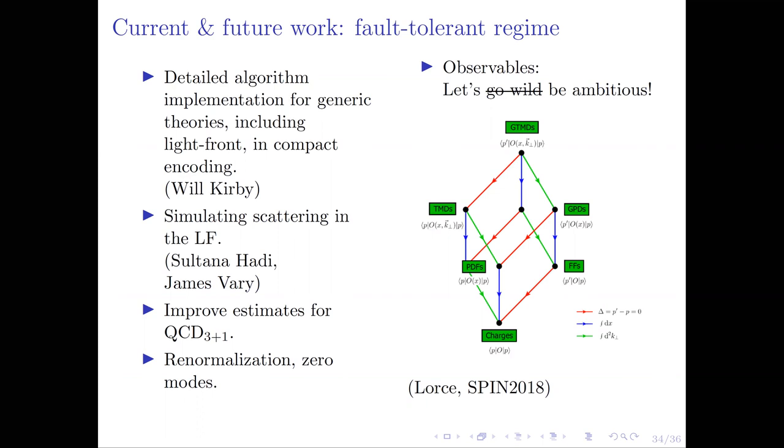Now, so far I was mostly talking about ground state problems, bound state problems, but another interesting direction is scattering. So Sultana Hadi from our group, together with James Vary, and I'm also participating in this project, we are thinking how to do scattering in the light front. We also want to improve estimates for real theories, so the thousands of qubits for QCD I showed you can probably be improved by another factor of 2 or 3.